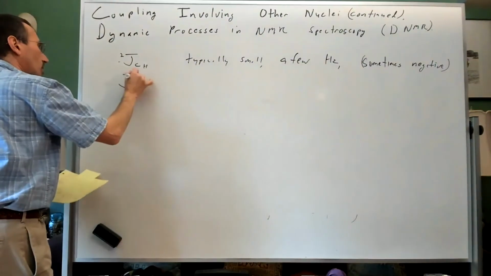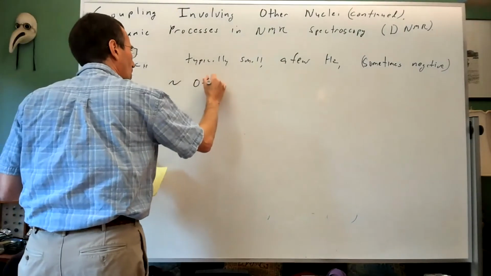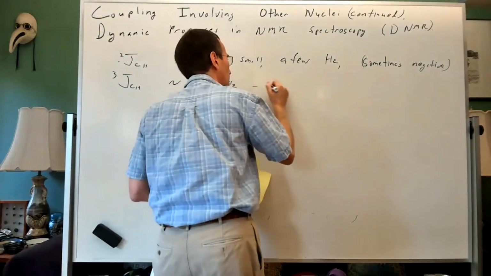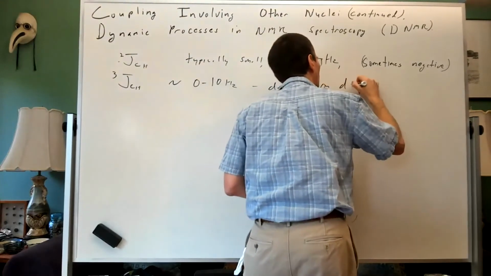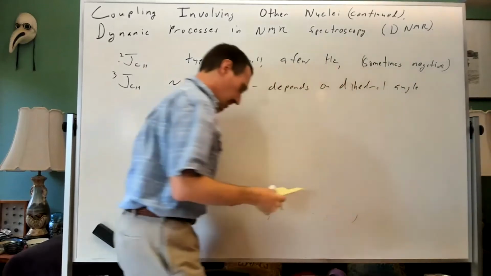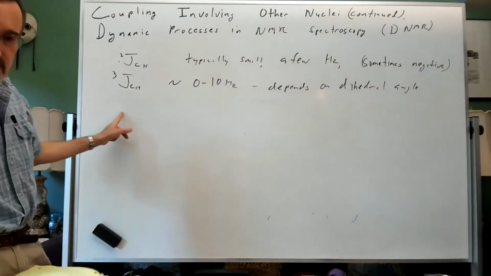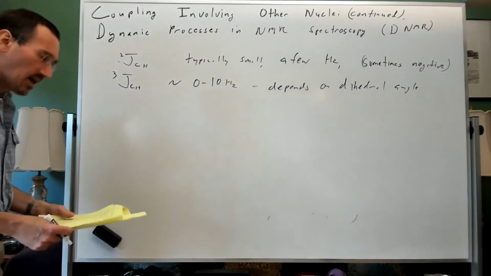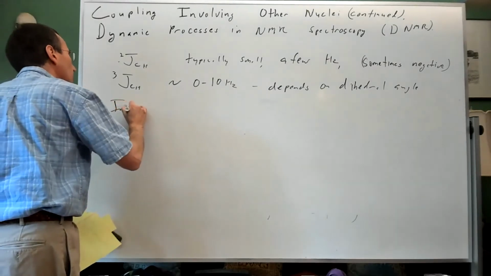And J3CH typically is on the order of 0 to 10 hertz, and it depends on the dihedral angle. Now, the implications of this are also interesting when we come to the 2D experiment called an HMBC coupling or an HMBC experiment.